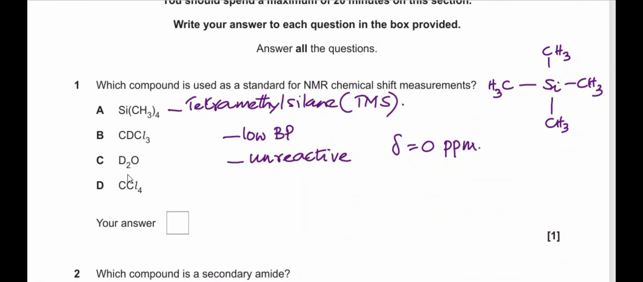Now let us look at the other options. CDCl3 and CCl4 both will not produce any peaks in hydrogen environments because they don't have hydrogen, and D2O will not produce peaks in both carbon as well as in hydrogen environments because it doesn't have hydrogen and carbon. Therefore, A is the only correct solution.